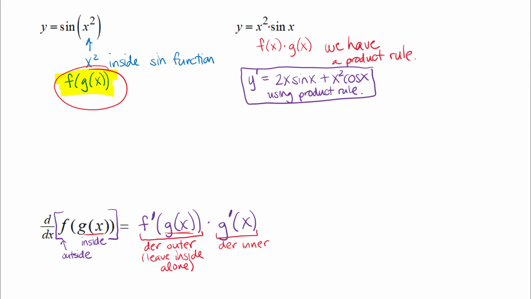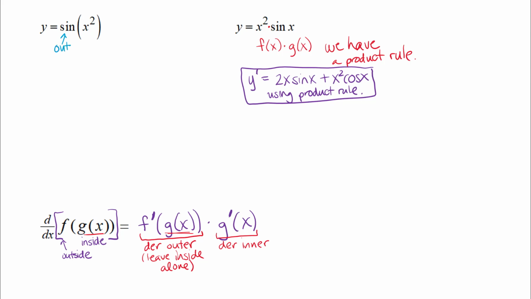I'm going to erase some of this writing I had up here for y equals sine of x squared to make some space, so that we can use the chain rule to find that derivative. We're going to work on this problem, y equals sine of x squared. On this problem I have a function inside another function. The outside function is the sine function, and the x squared function is inside it. Whether you call them f and g or whatever, you've got an outer function and an inner function.